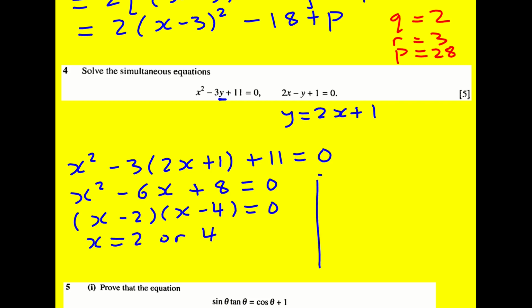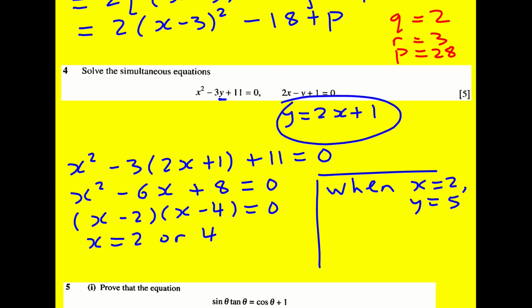I always like to then put it together. You could do x1 equals 2, x2 equals 4, but I'm going to do it like I normally do it. When x equals 2, y equals 5. I've put it back into here. This is the simplest one to put it back into. If you got time, you could substitute it back into this one as well, but I'm not going to do that. When x equals 4, y equals 9. And there we have it. Brilliant.